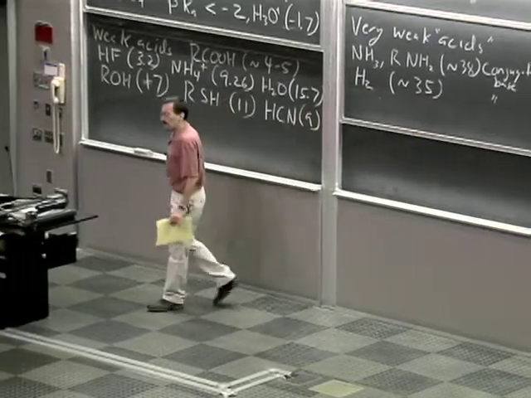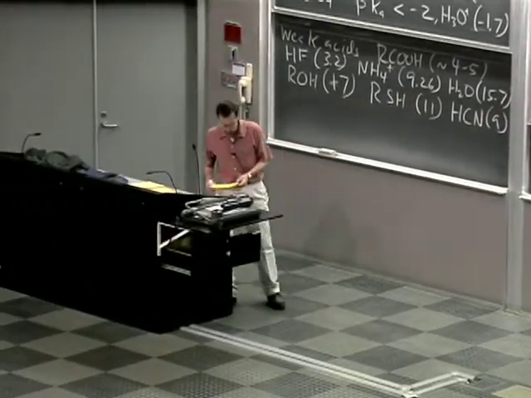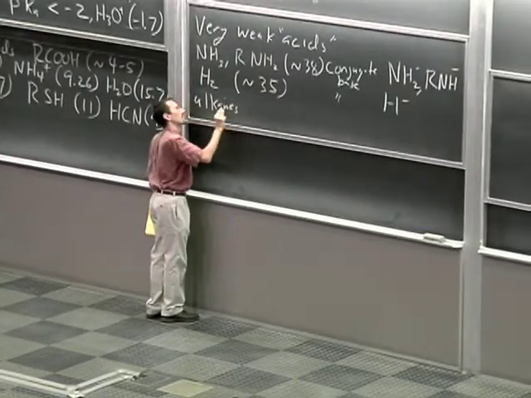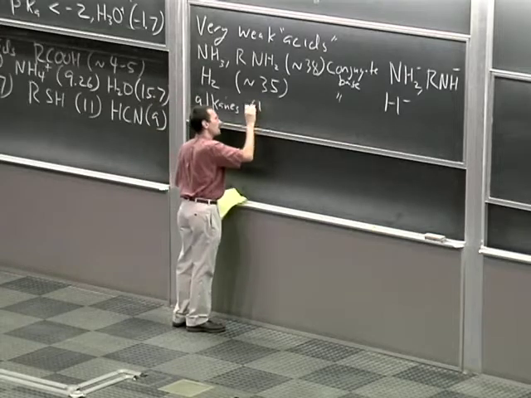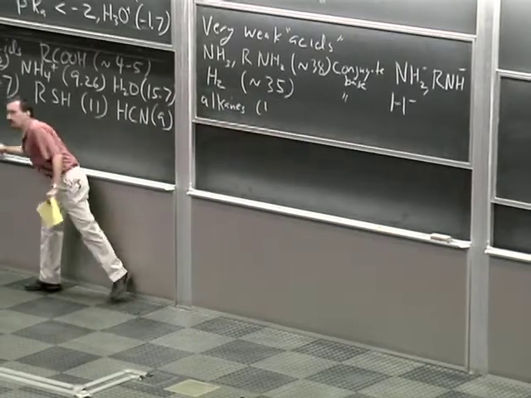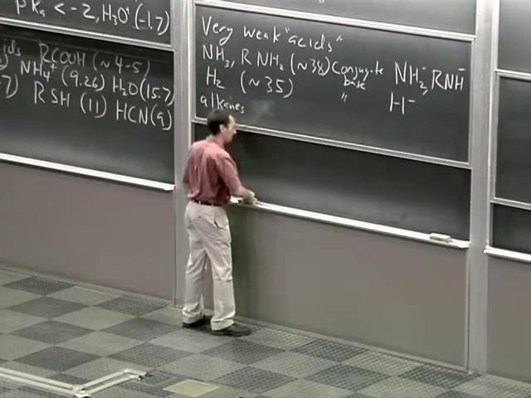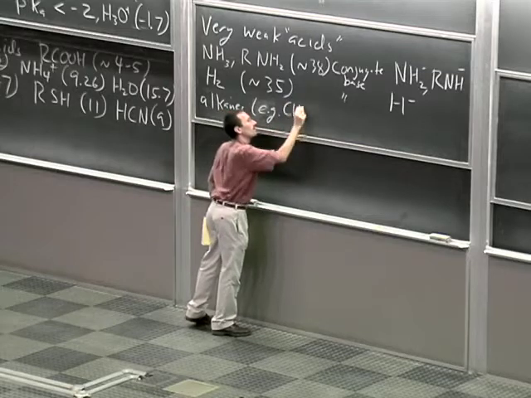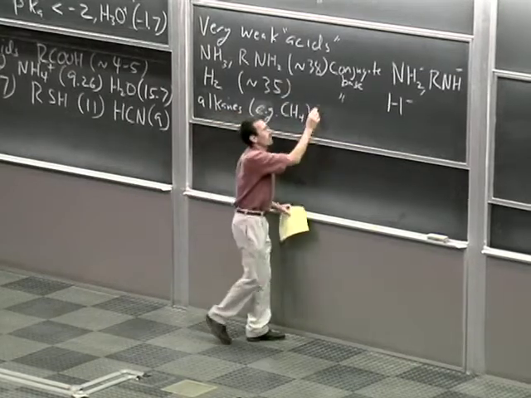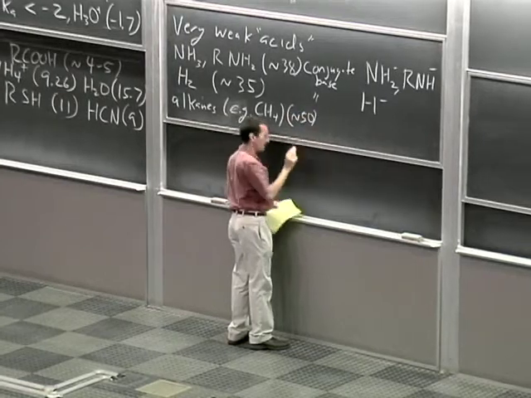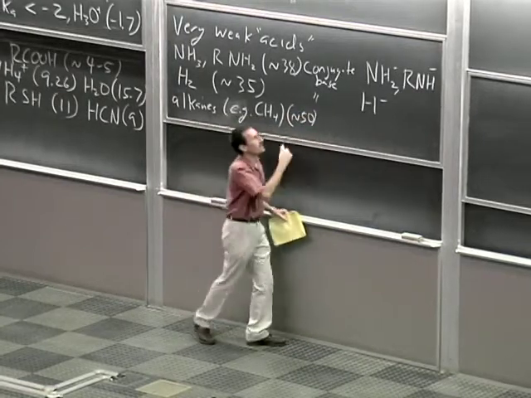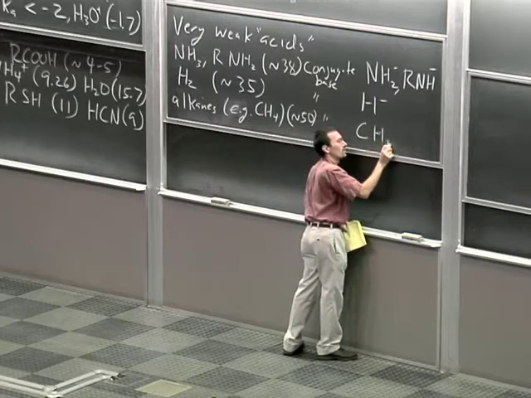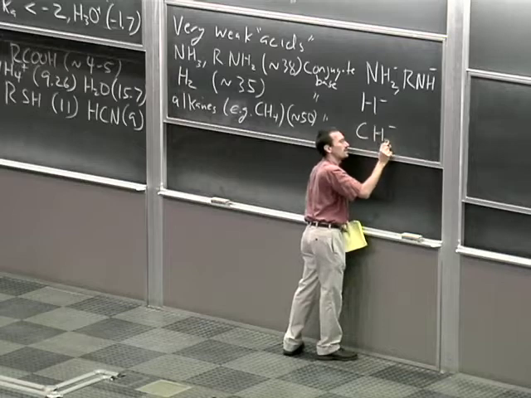We talked a little bit about the pKa of methane before, and I'll just say in general, alkanes such as methane, CH4, have a pKa of approximately 50. The conjugate base for methane would be CH3 minus.